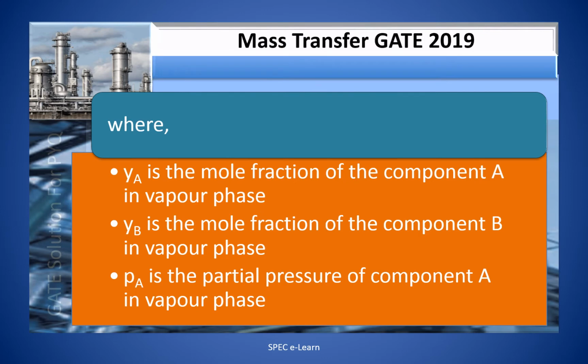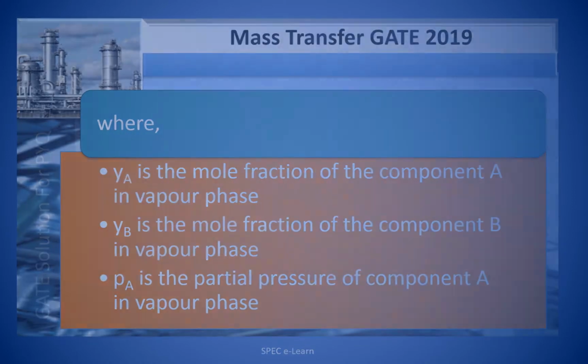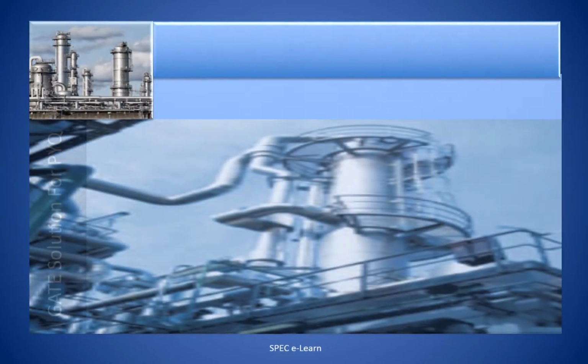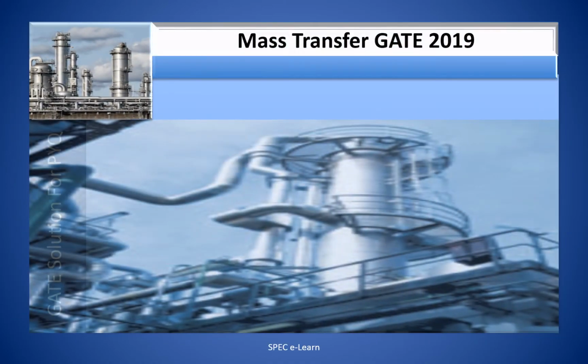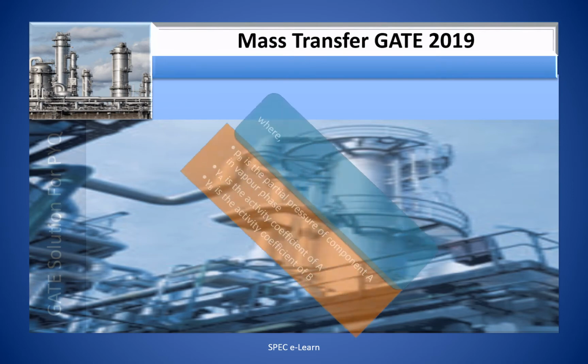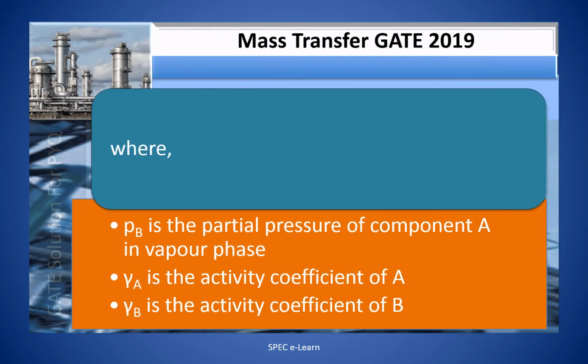YA is the mole fraction of component A in the vapor phase. YB is the mole fraction of component B in the vapor phase. PA is the partial pressure of component A in vapor phase. PB is the partial pressure of component B in vapor phase. Gamma A is the activity coefficient of component A. Gamma B is the activity coefficient of component B.